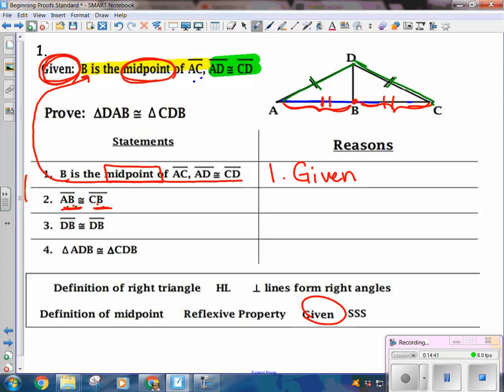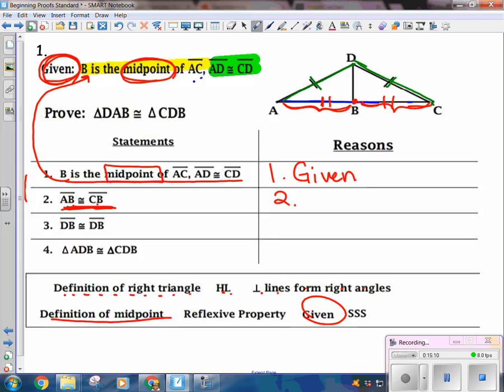All right, let's look at our word bank and see which one of these reasons tells me that these 2 segments are congruent. Which one of these reasons? Is it definition of a right triangle? Have we said anything about a right triangle? No. Well, we're not ready to do HL because that's a proof of how you can prove things. Perpendicular lines form right angles. I haven't said anything about perpendicular in this problem. I'm going to say no, I don't need that.